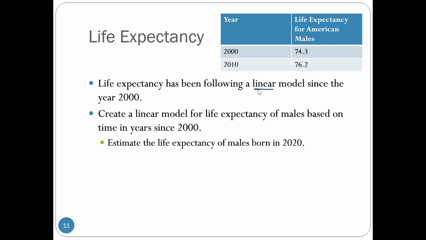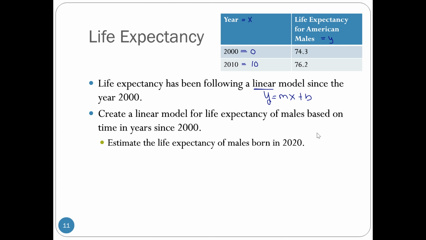I know that linear equations have the formula y equals mx plus b. Also, since this has been going on since the year 2000, I'm going to make the year 2000 be my year 0. And that means I will make 2010 be year 10. All right. So whenever I have data, I have some things already built in. So I know that x comes first and that y comes second. So that's already built in. I don't have to figure that out. It asks me to create the linear model.